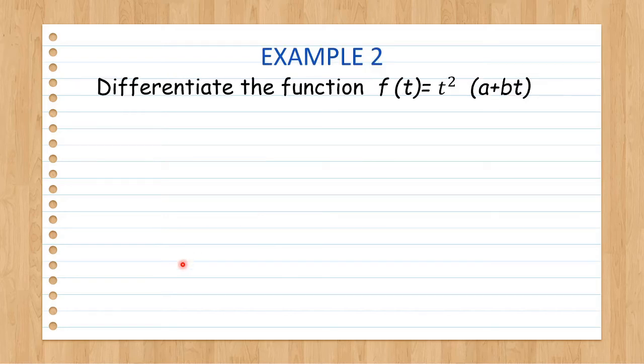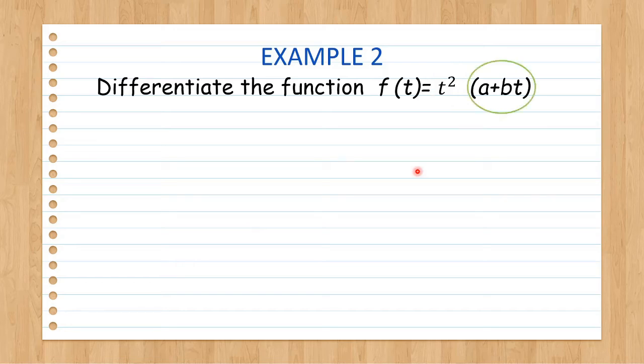Now we can do another example. This question again tells us to differentiate the function f(t) = t squared times (a + bt). We know we can apply the product rule here because t squared is being multiplied with a + bt.